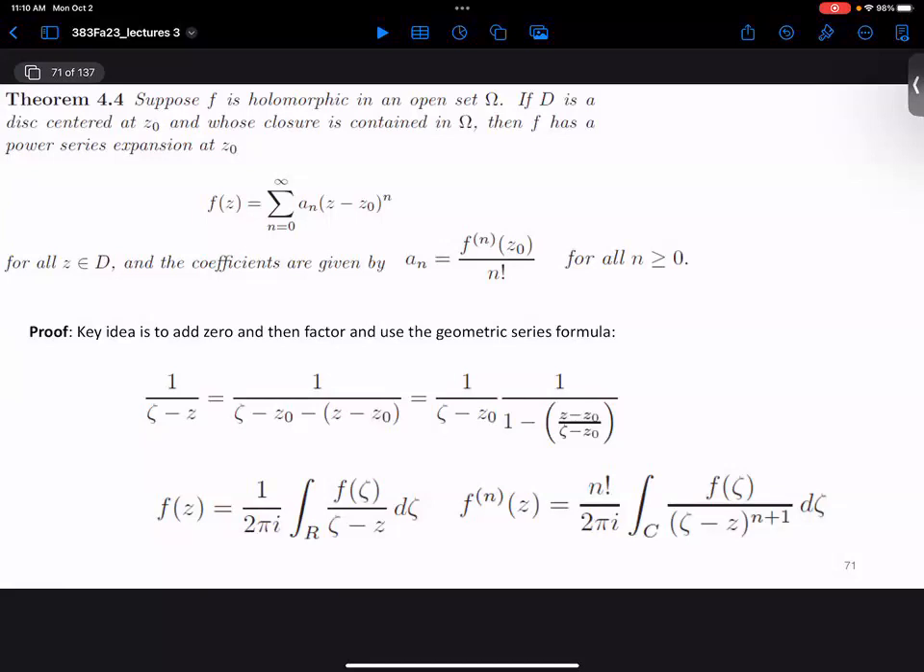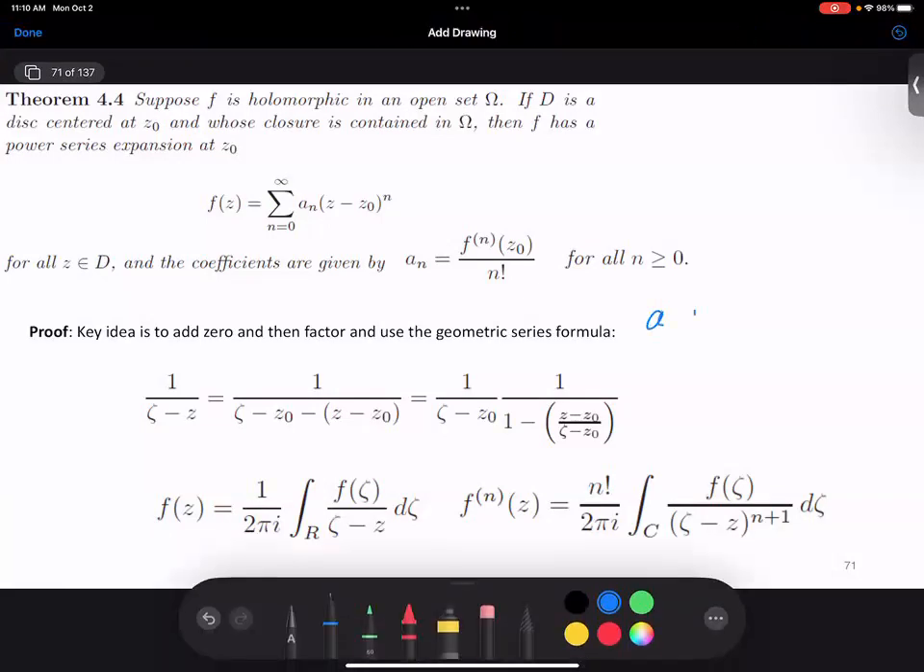So what are the two ways we can do nothing? Multiply by one and add zero. So today, it's add zero. We write zeta minus z as zeta minus z naught plus z naught minus z. So I've just added negative z naught plus z naught. So we're adding zero. And now I'm going to just group things together.